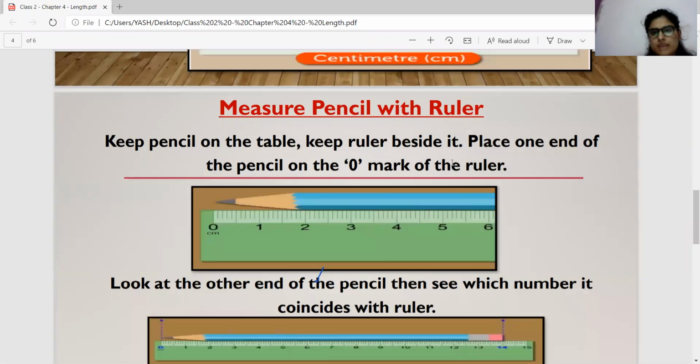Let's measure the pencil with the ruler. First you have to keep the pencil on the table. Keep the ruler beside it. Place one end of the pencil on the 0 mark. Why from the 0 mark? Because we always start from 0. Then you have to count. Look at the other end of the pencil. How can you look at the other end? Let's see in the second image.